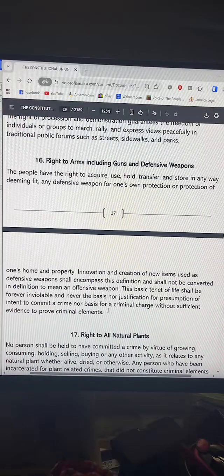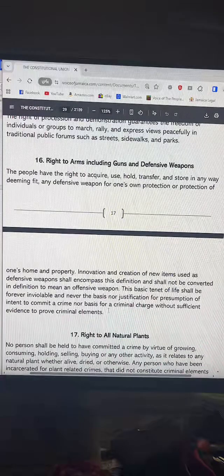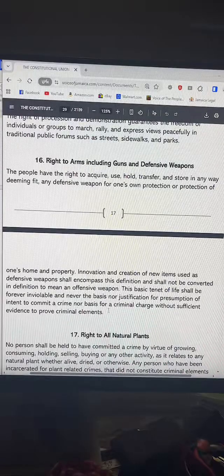Shad say, which act is this? So for those who are new, those who are wondering, what are we reading from and what is this? This is a new constitution that was developed by the suggestions of we the people.